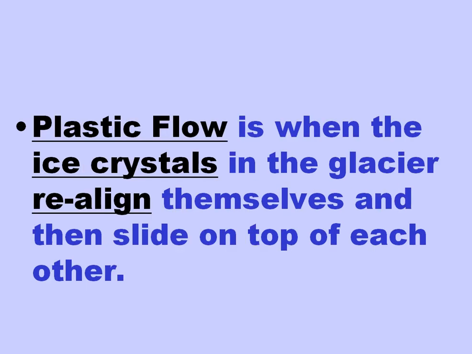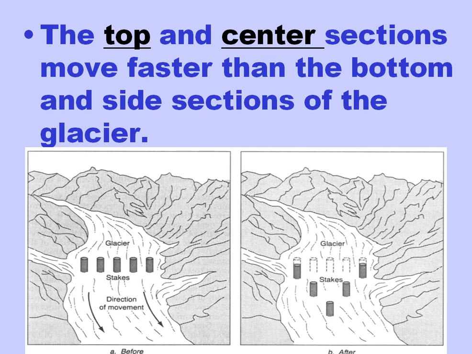Now, plastic flow is another way that it can move. Plastic flow is when the ice crystals in the glacier realign themselves and then slide on top of each other. And that's one of the reasons why the top of a glacier tends to move faster than the sides or the bottom of a glacier. So here we see that right here. The tops and center sections move faster than the bottom and side sections of glaciers.